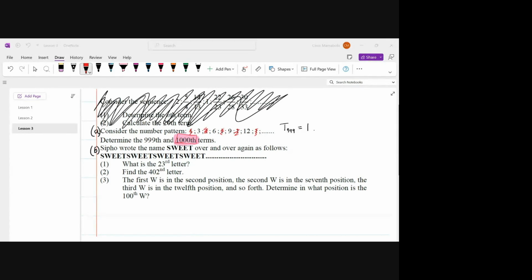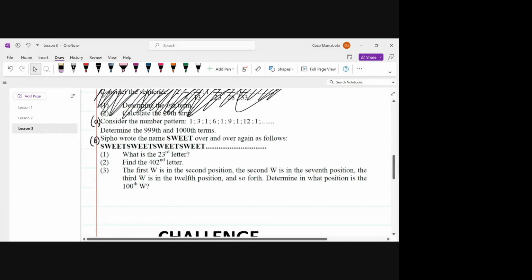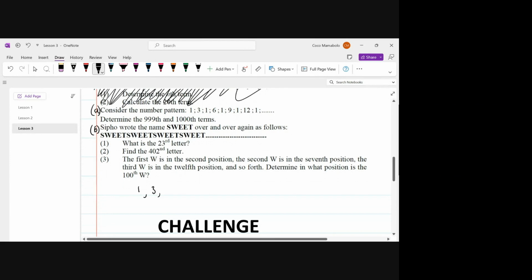No? Okay, let's do it in tandem. So let's look at this particular sequence the way that we're looking at it over here. 1, 2, 3, 4, 5, 6, 7, 8. Okay, I'll stop there. So if I write out this sequence like this, I go 1, 3, 1, 6, 1, 9, 1, 12. Now if I count these, I know that this is T1, T2, T3, T4, T5, T6, T7, T8. So I have 8 terms here in front of me, right?